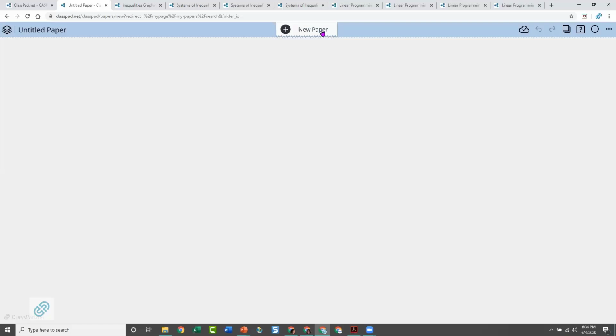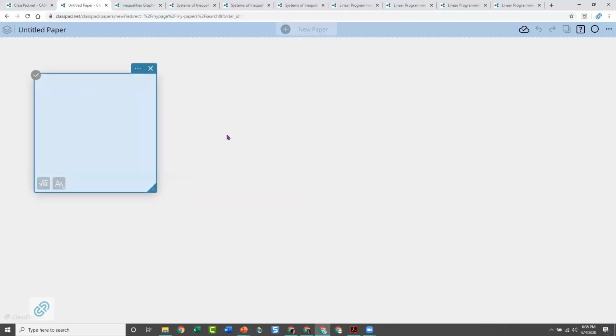Usually we want them to do it by hand, just show us their work. So I'm going to show you how you can actually use ClassPad's text ability. So this is ClassPad. I click anywhere and I get the choices of something to do. I want to use a text box, and I'm going to move it over here where I need it.